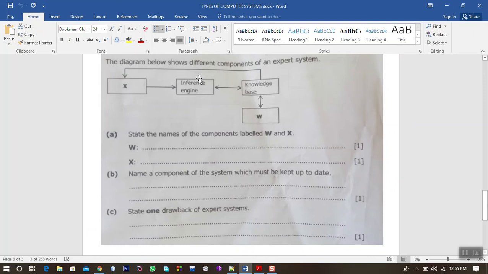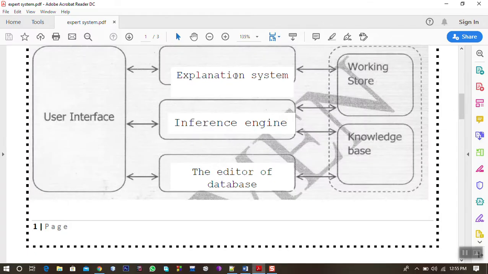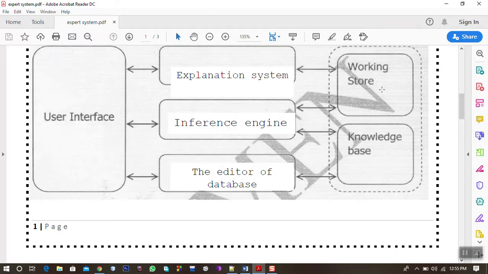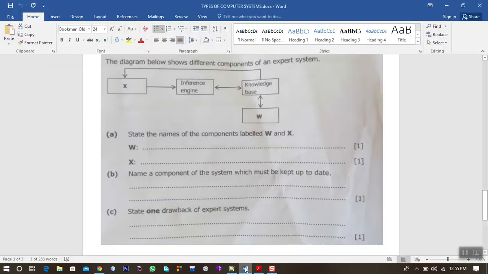In between there is an inference engine. There is this arrow, which is a line that goes all the way to the user interface. We can look at that as the explanation system or the editor of the database, because the inference engine is already there. So this line can represent those two. But the W there can be fit to be what we call the working store. And obviously we understand this too. So that's normally one of the ways that the examiners bring their question.